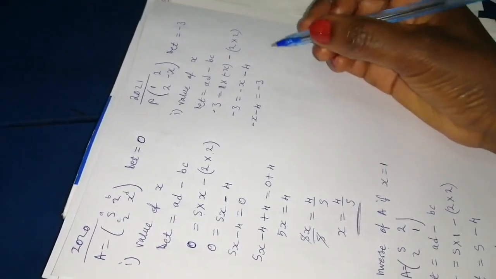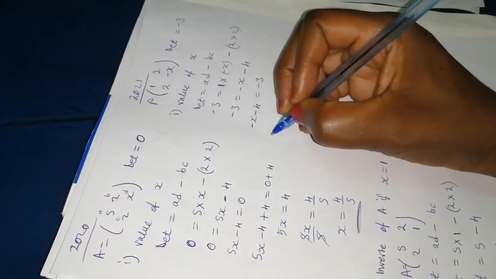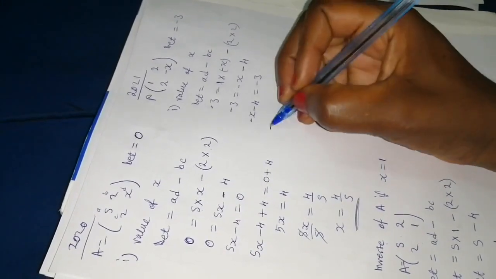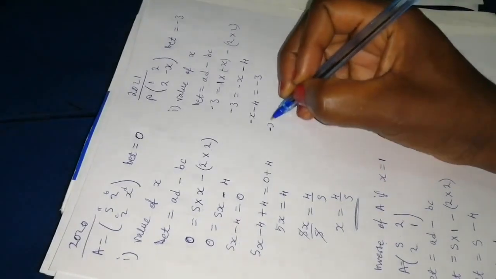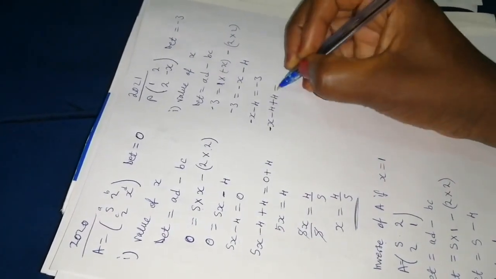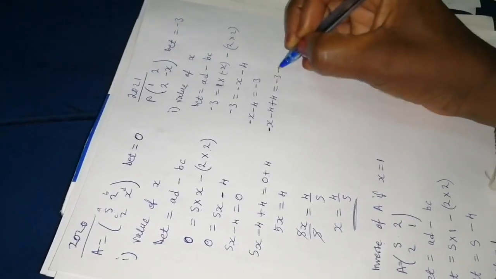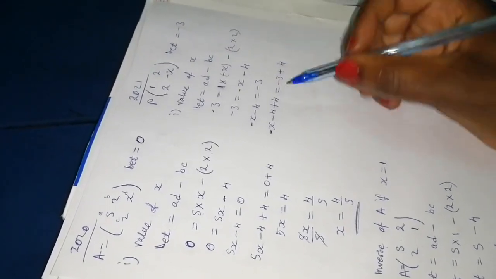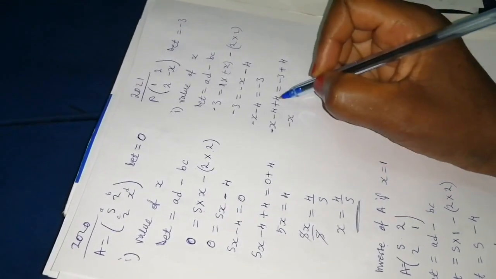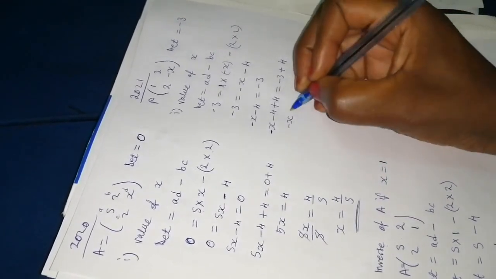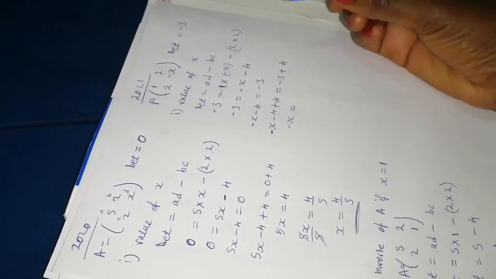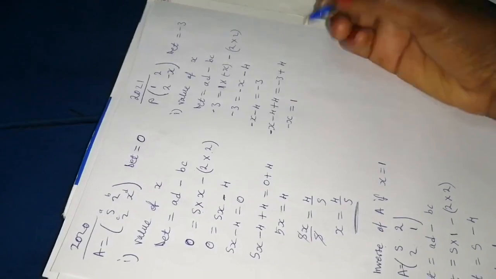Okay, now I can bring in the additive inverse. So we have -4. Additive inverse of -4 is +4. So we have -x minus 4 plus 4 equals -3 plus 4. Negative 4 plus 4 will give us 0, so we remain with negative x this side. Negative 3 plus 4 will give us positive 1.